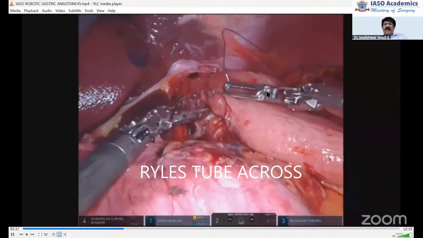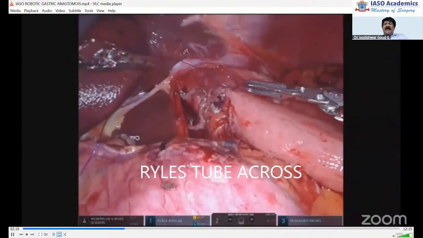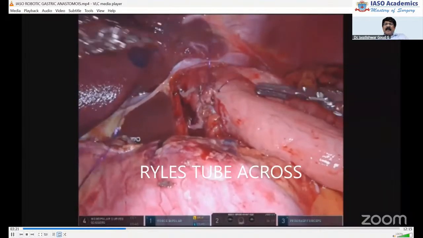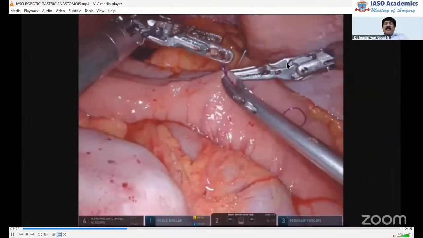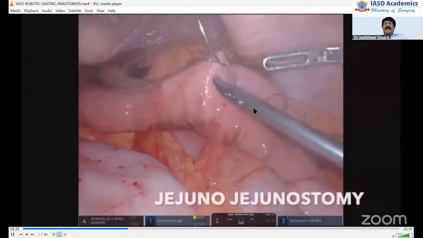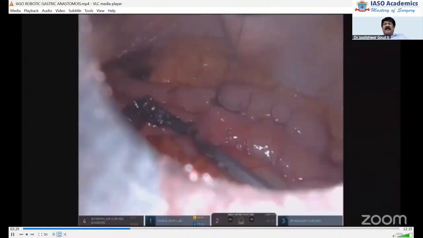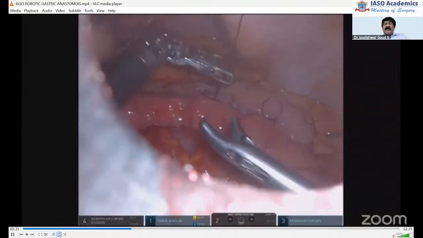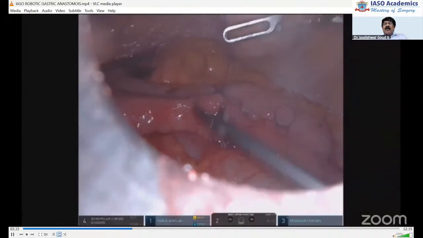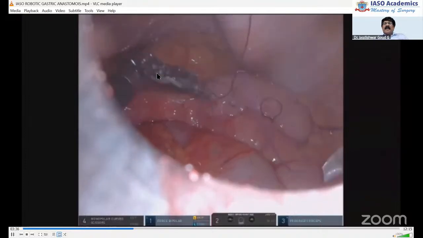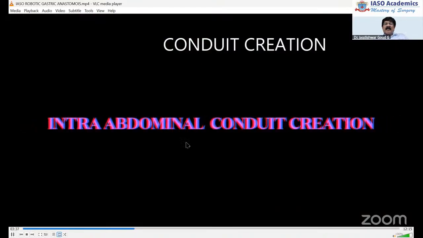I don't use a needle holder. I use the Prolene to suture to save some money, avoid one more use. And the jejunostomy: a small rent is made, and a side-to-side jejunostomy anastomosis is done. There's no point using a stapler here because it just requires a small rent. Usually side-to-side anastomosis, then the jejunostomy, a feeding jejunostomy.